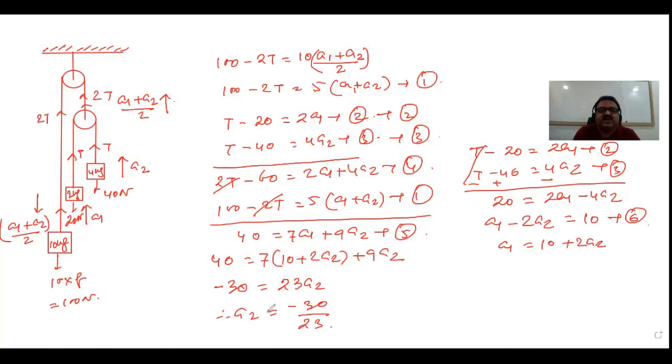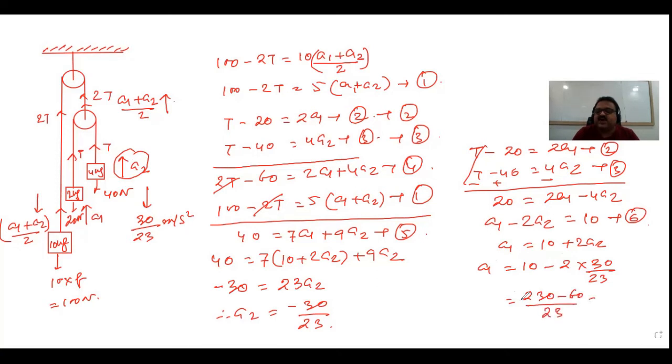What does that mean? A2 is equal to minus 30 by 23 means instead of this moving up, this will move down with an acceleration of 30 by 23 meter per second square. Now we can find out the value of A1 very easily from this. A1 is equal to 10 minus 2 into minus 30 by 23. That is 230 plus 60 by 23, and this is equal to 170 by 23 meter per second square.